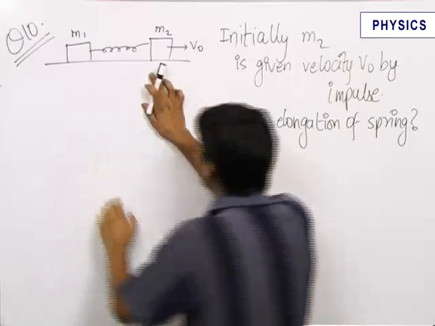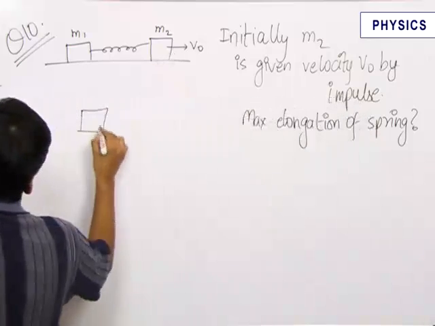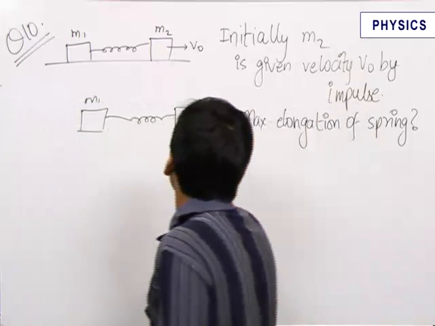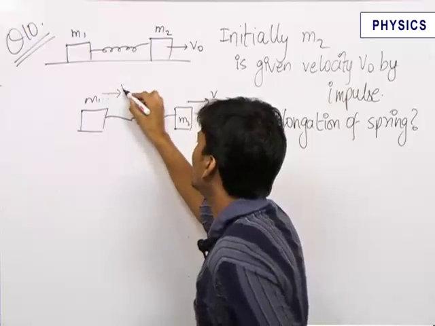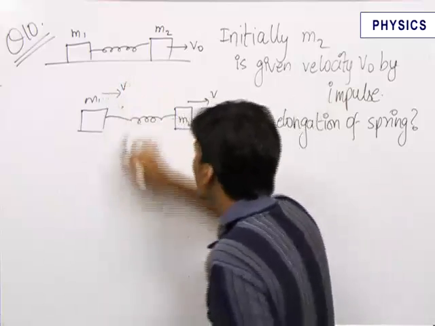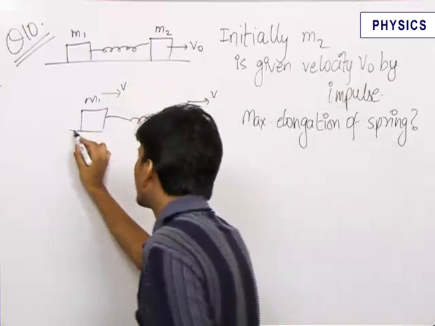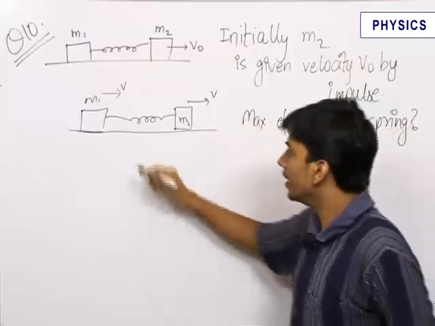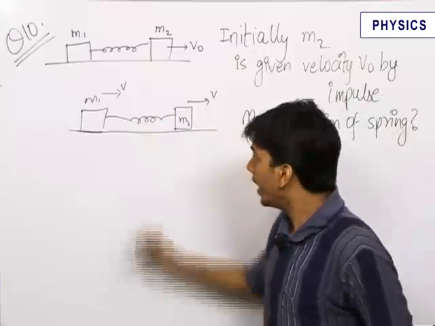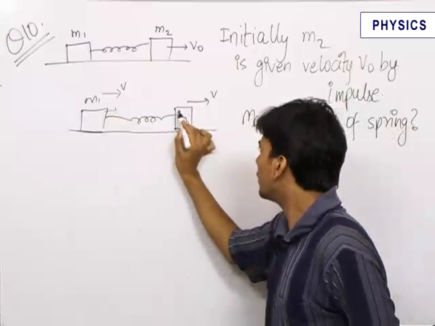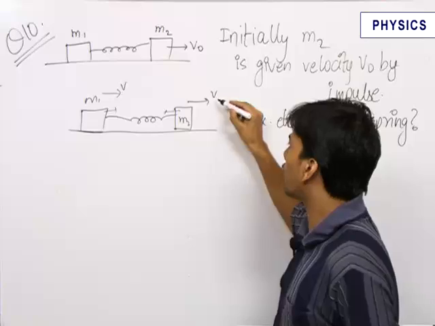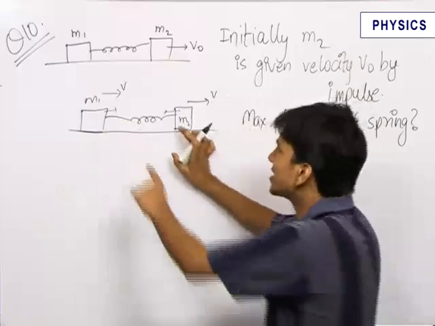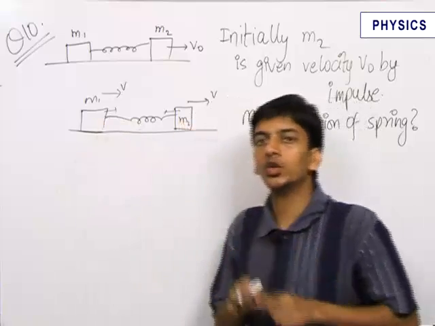That is, the velocity of m2 reduces to some value v and the velocity of m1 increases to some value v. So till this moment of time the spring has undergone more extension. After this point of time, since the spring is in extension mode, it will pull m1 towards here and it will pull m2 towards here, due to which the velocity of m2 will decrease and the velocity of m1 will increase, due to which the distance between m1 and m2 will again begin to reduce.